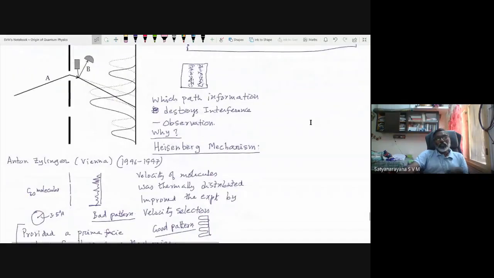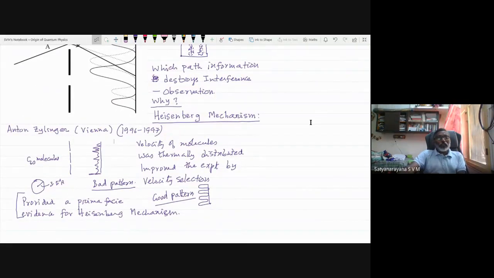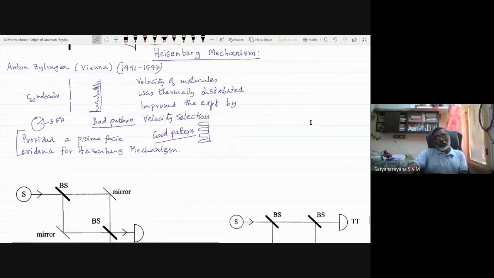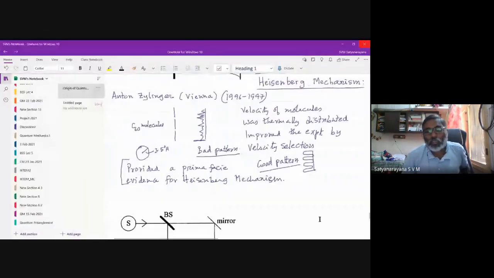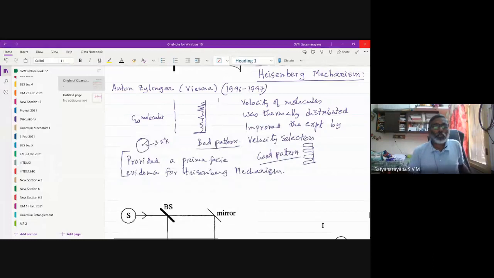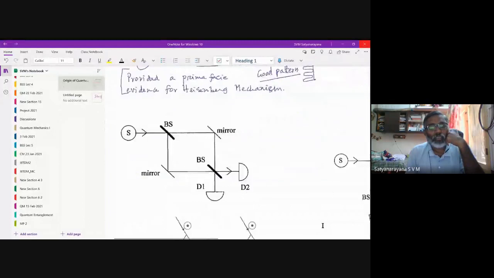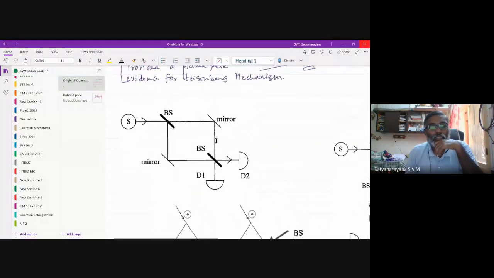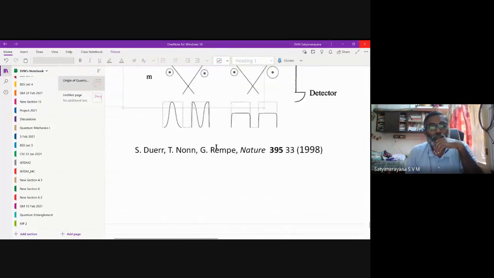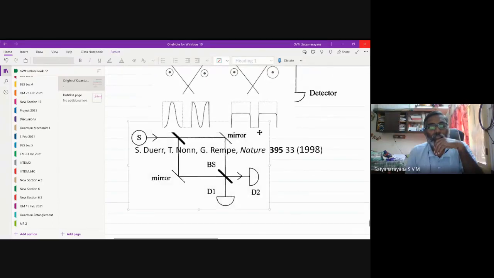Okay. So this is a kind of encouraging experiment, which gave at least a reason to believe that maybe this Heisenberg mechanism is the right mechanism for the loss of interference. Okay, so now we ask, there was an experiment that was done to directly test this, whether this mechanism is correct or not. Okay, so if we want to understand that experiment, we have to learn a little bit more about quantum mechanics. Maybe we will try to develop that knowledge.